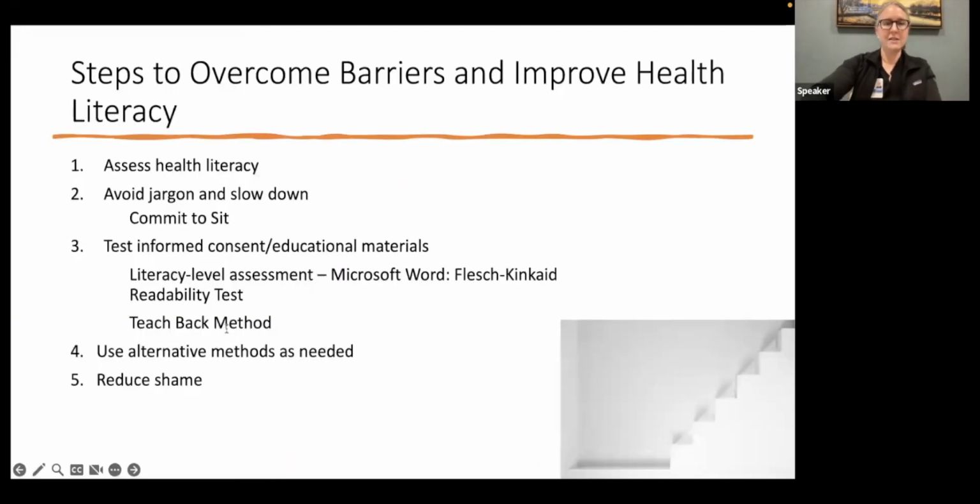Okay, so let's look now at some steps to overcome the barriers and improve health literacy in our patients. So it's good to know and understand the different communication barriers that patients face, but it's also good to have some tricks to say, hey, what can we do to make it better for the patients that we have right now? So one of the first is to assess health literacy.